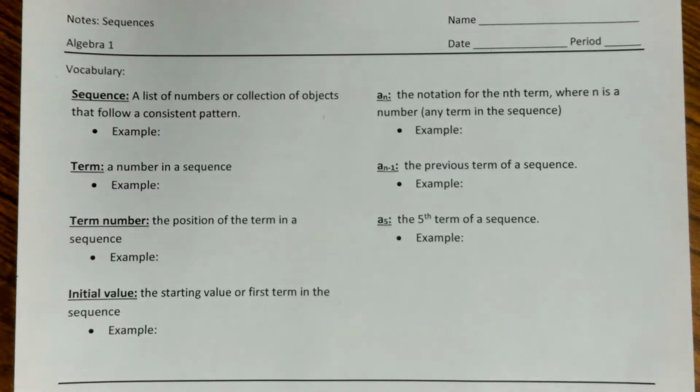Our first set of notes for the year are about sequences. So our first vocabulary term is a sequence. What is a sequence? It is a list of numbers or a collection of objects that follow a consistent pattern.